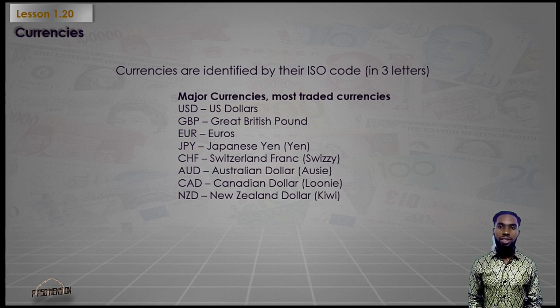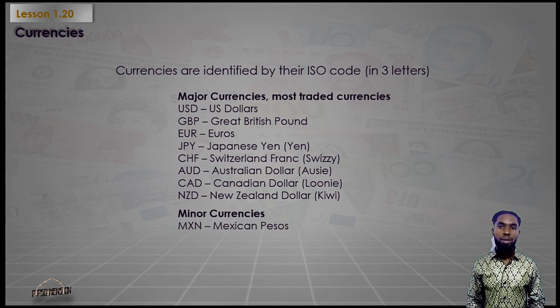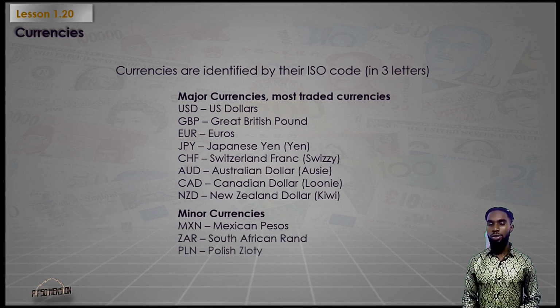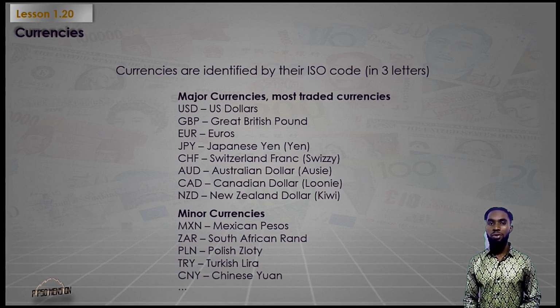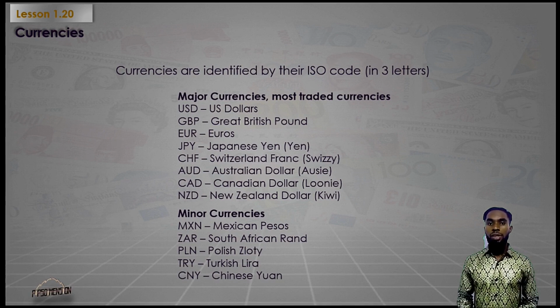So you can see that the major currencies are those of the developed countries with stable economies. The market also features some currencies of fast emerging economies, such as the Mexican peso, the South African rand, Polish zloty, Turkish lira, Chinese yen, just to mention a few. There are more minor currencies in the market than majors.